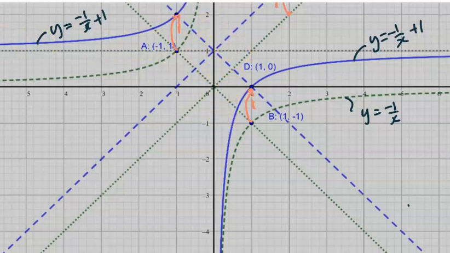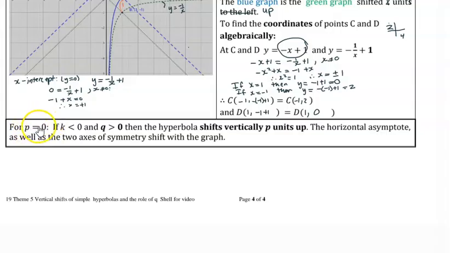But look here, my horizontal asymptote, which was y equal to 0, has now shifted 1 unit up. So that is also shifted 1 unit up from there to there. This is the line y equal to plus 1. So now we conclude for P0, if k is negative and q is positive, then the hyperbola shifts vertically q units up. The horizontal asymptote as well as the two axes of symmetry shift with the graph.